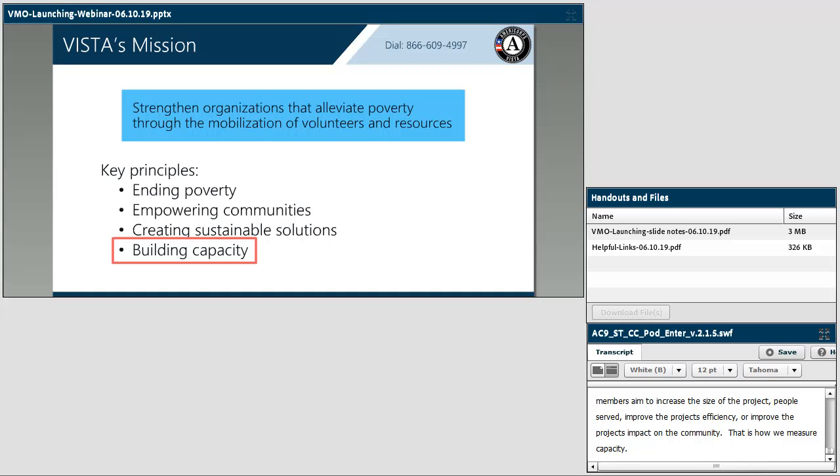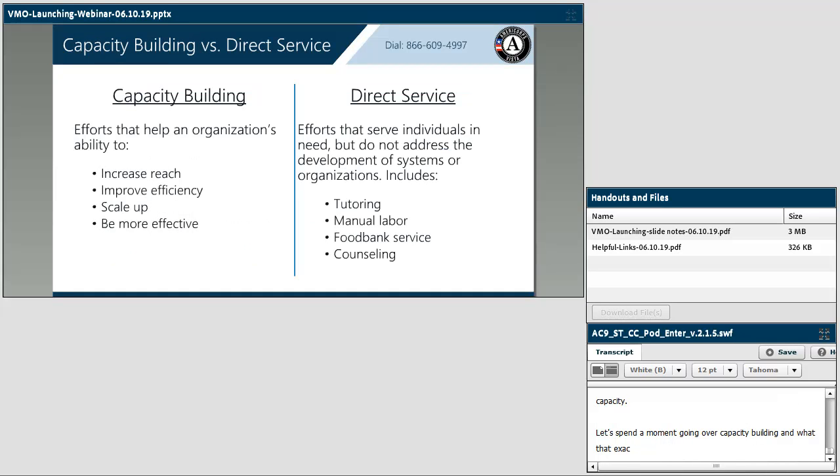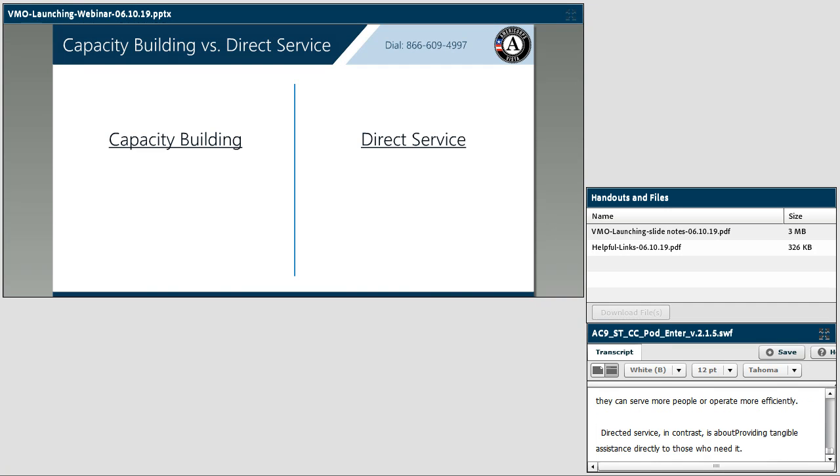Let's spend a moment going over capacity building and what that exactly looks like. All right, in the VISTA Mission and Program tutorial that you completed, you learned that your VISTA service should focus on building the capacity of your organization as opposed to performing direct service. This is a unique aspect of the VISTA program which sets it apart from all the other AmeriCorps programs. Quickly, capacity building in essence is about helping your organization to do more with what they have so they can serve more people or operate more efficiently. Direct service, in contrast, is about providing tangible assistance directly to those who need it.